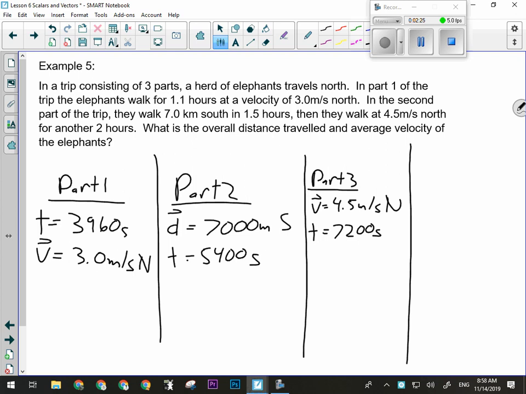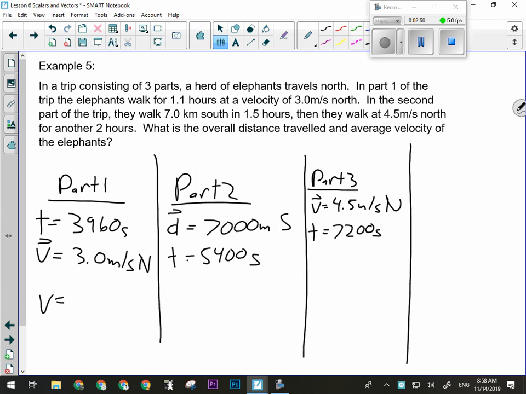If I want to calculate the overall distance and the average velocity, then I probably need to know how far they go in each part of the trip. Agreed? Do I have that information? No. I know how far they go in part 2, but in parts 1 and 3, they only tell me their velocity and their time. Can I use that to get how far they go? Yeah, I just do a V equals D over T calculation.